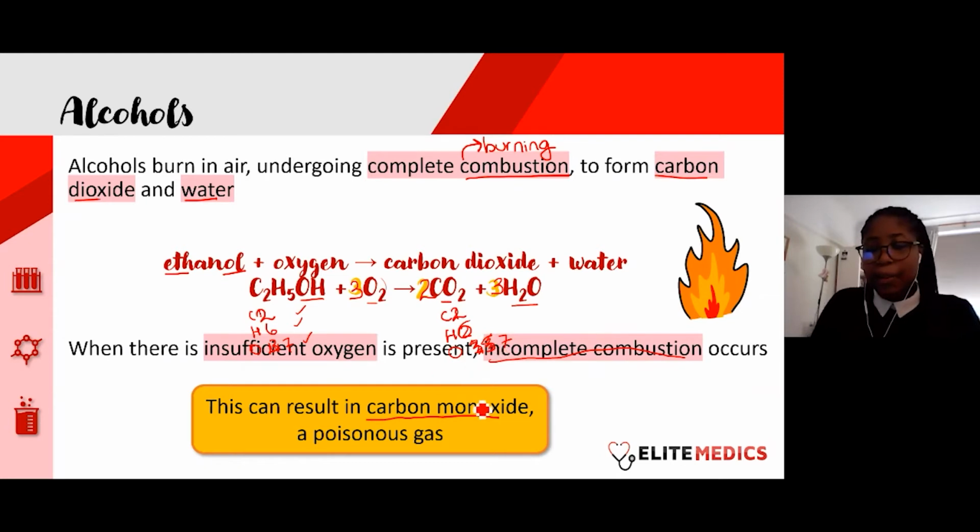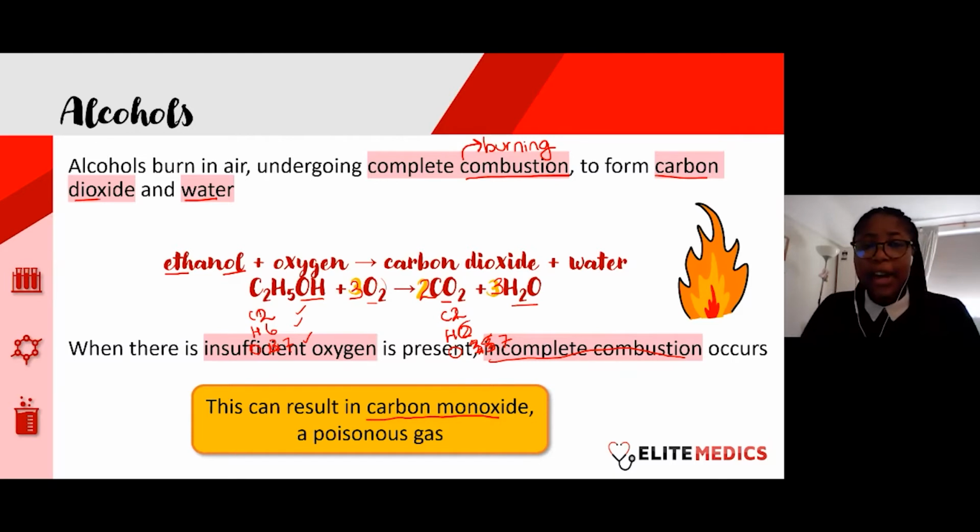This is a problem because carbon monoxide is a highly poisonous gas. It gets in the blood and prevents the blood from carrying oxygen to your organs, and it can cause death. So carbon monoxide is highly poisonous.